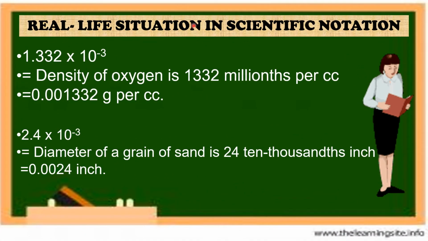So we have the real-life situation in scientific notation. We have the density of oxygen, which can be written in scientific notation, and the diameter of a grain of sand, which can also be written in scientific notation.